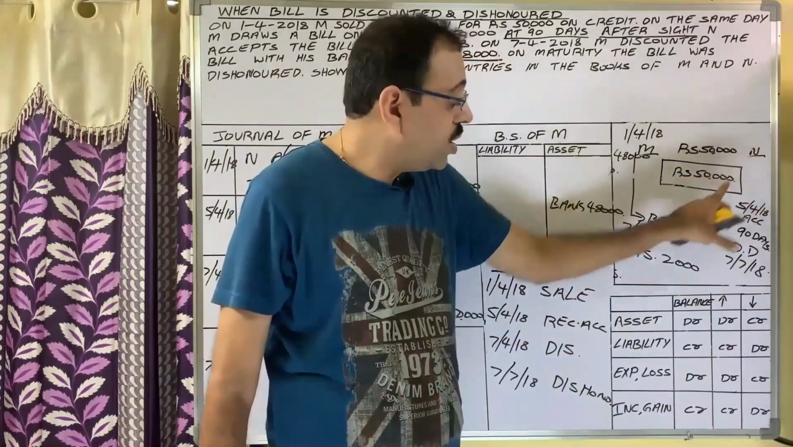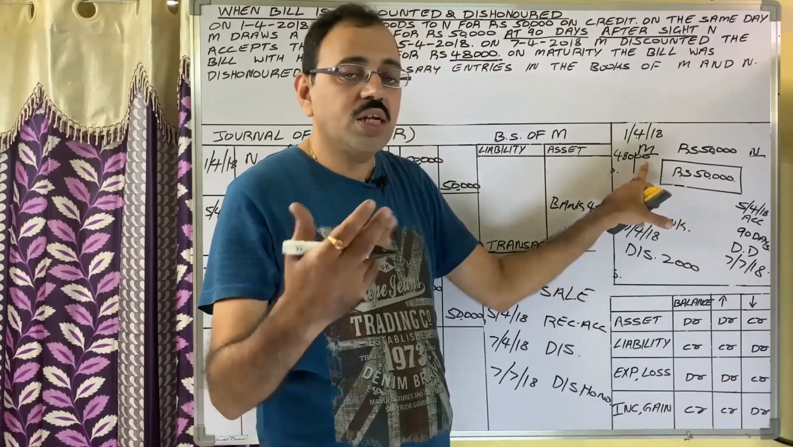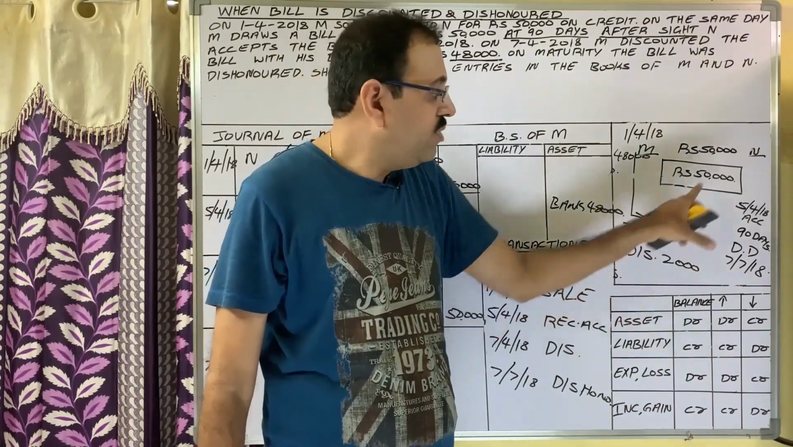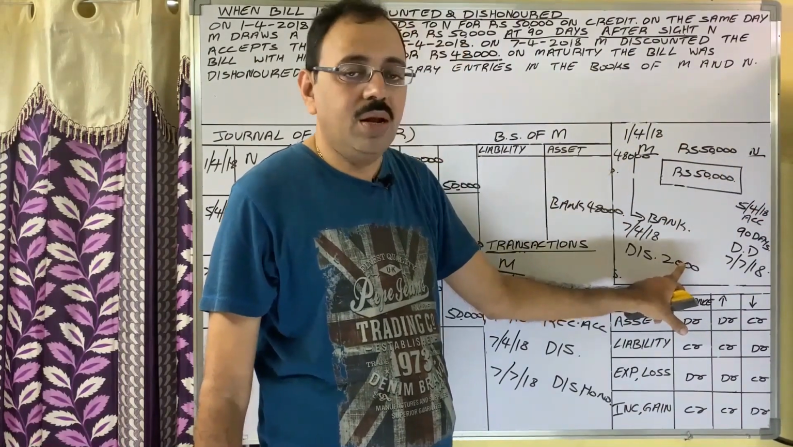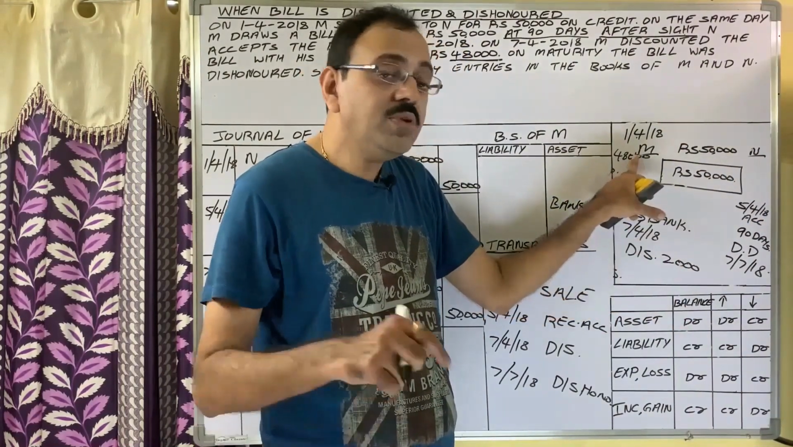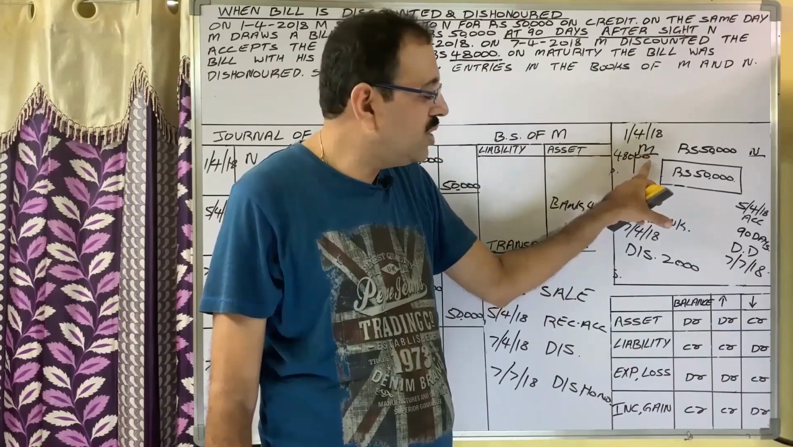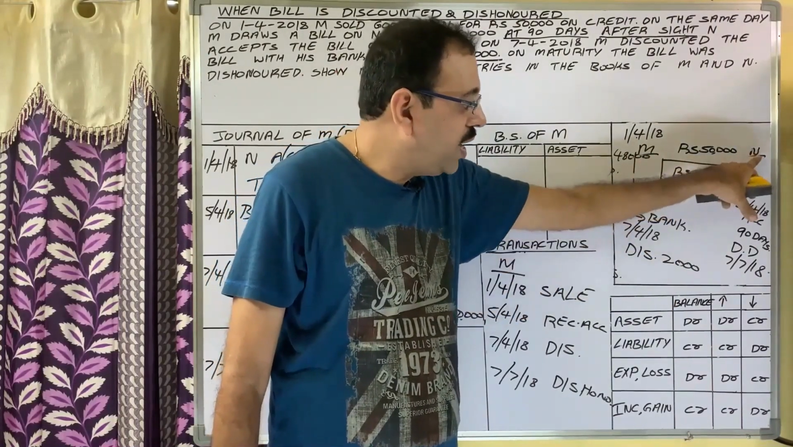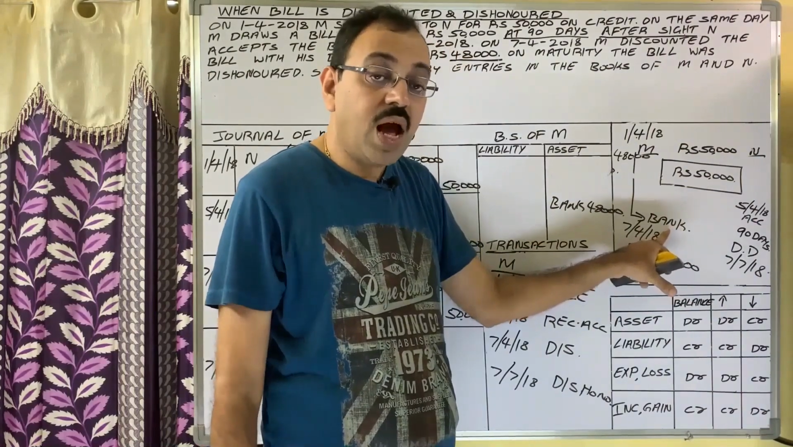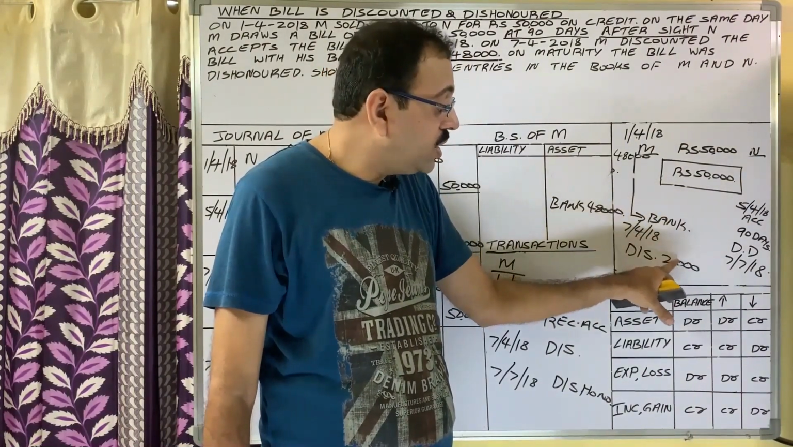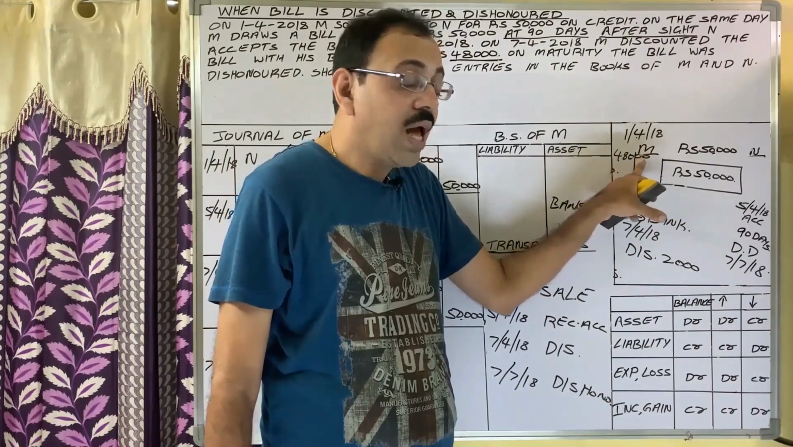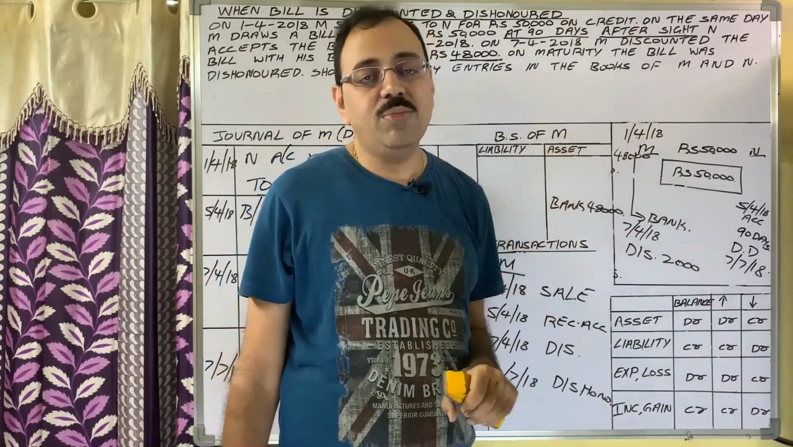If N honors the bill, M is not responsible. He is not liable to the banker. If N dishonors the bill, then M becomes liable, because who has given this bill to the bank? M only. So if N pays the money, then okay. Otherwise, the bank will deduct that amount from M's account only. So M's liability is a contingent liability.